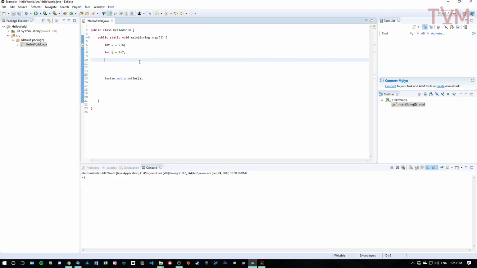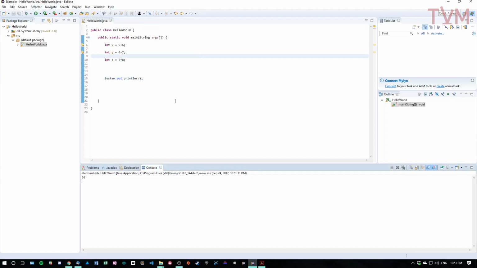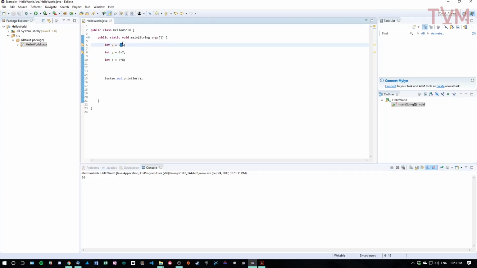What else could we do with this? We could go int z equals 7 times 8. What's it going to give us? Let's try and print z now. There we go, 56. So it's working. It's able to do basic math expressions, and you've got the plus, the minus sign, the times sign.